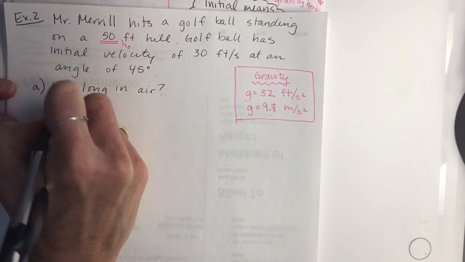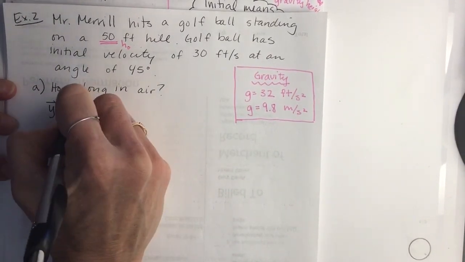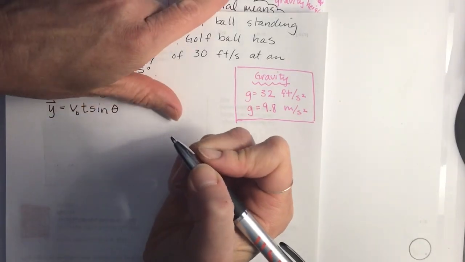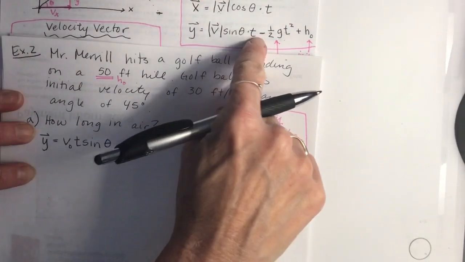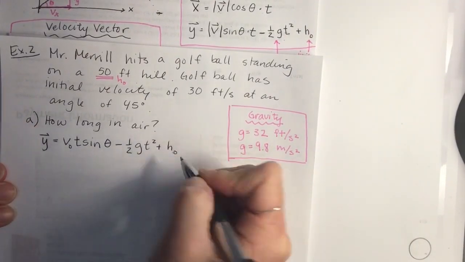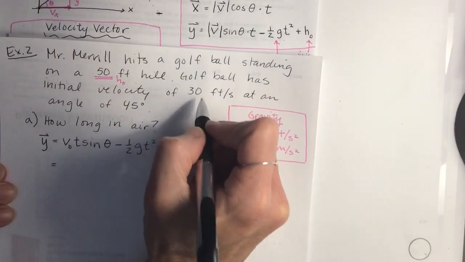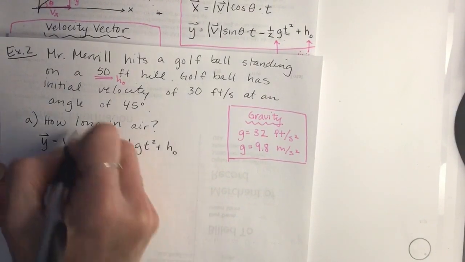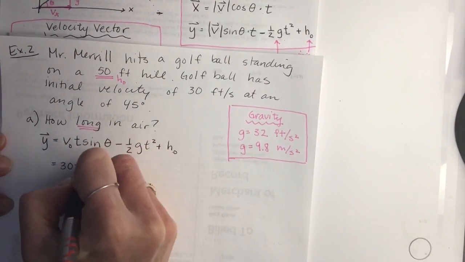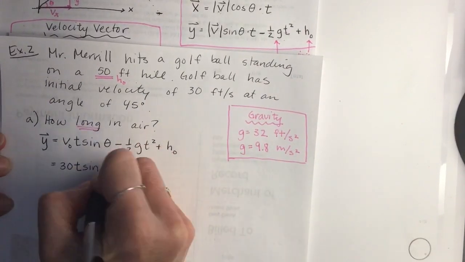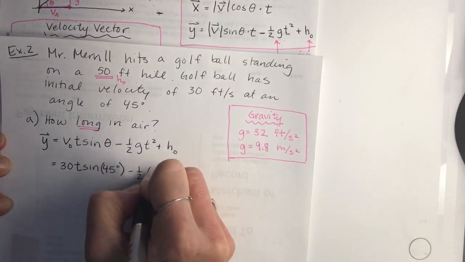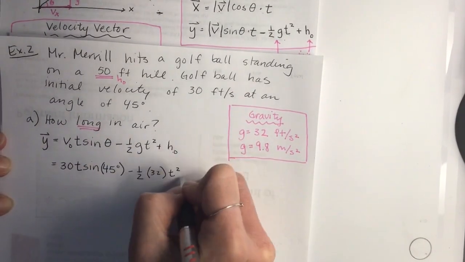So we need an equation for the height. We've got v sub 0, our initial velocity, times t times sine of theta, minus 1/2 g times t squared plus h sub 0. Well, we already have h sub 0, and we know v sub 0, the initial velocity, is 30. We're solving for time, how long, so we're solving for t. We can't plug that in. So 30 times t times sine of 45 degrees, minus 1/2 times 32 since we're using feet per second, times t squared, plus 50.